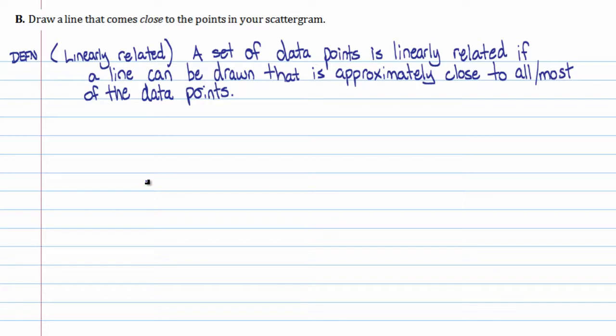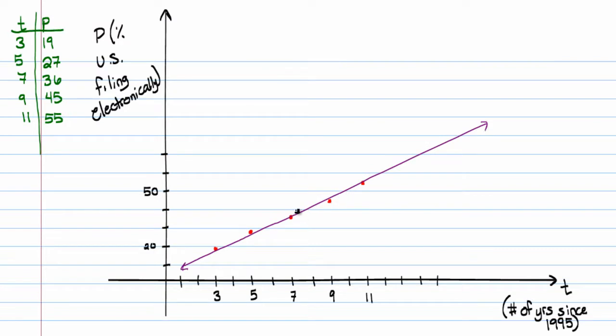A set of data points is linearly related, or some people say approximately linearly related, if a line can be drawn that is approximately close to all or most of the data points. In our case, the line we drew is close to almost all the points. It doesn't actually need to go through any of the points. If we're going to be exact here, this line might not go through any of the points. It looks like it touches them, but maybe it doesn't. So it does not have to touch any of the points. It just has to show the pattern of the points.